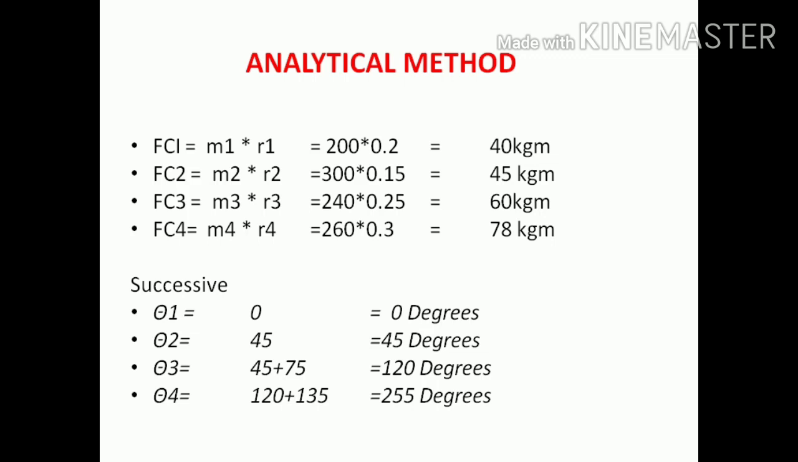So theta 2 is 45, and theta 3 is 45 plus the next angle, that is 75, which is equal to 120 degrees, and theta 4 is equal to 120 plus 135, and that is equal to 255 degrees.